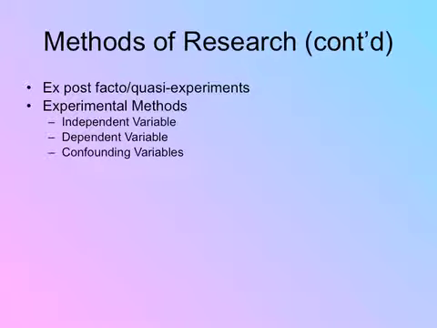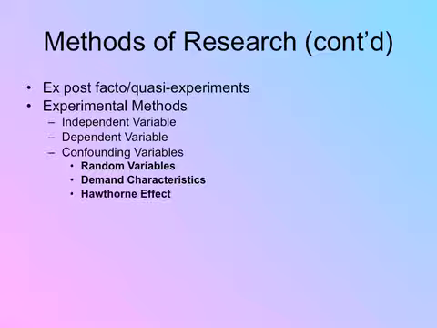When conducting an experiment, you always have to be mindful of what are called confounding variables, which in general is just going to be any factor that could affect the dependent variable, either along with the independent variable or instead of the independent variable. And so let's do a couple examples of confounding variables.